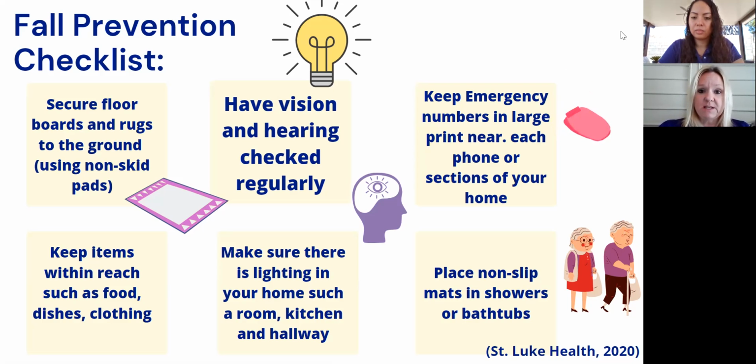We also want to make sure that we're practicing safety in areas of the house that are known to cause slips, such as the bathroom. So we want to make sure we place non-slip mats in showers or bathtubs. We also want to place them in the kitchen underneath the sink. When you're doing dishes, water can splash out. You might not realize it and you could slip and fall. The same as in the shower.